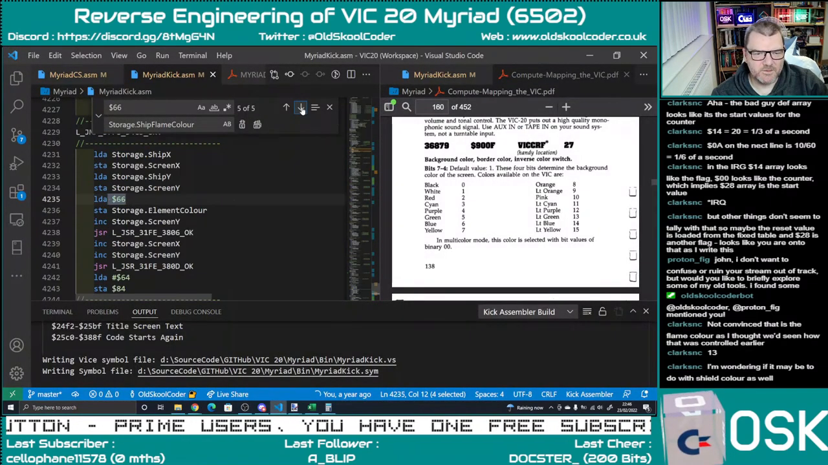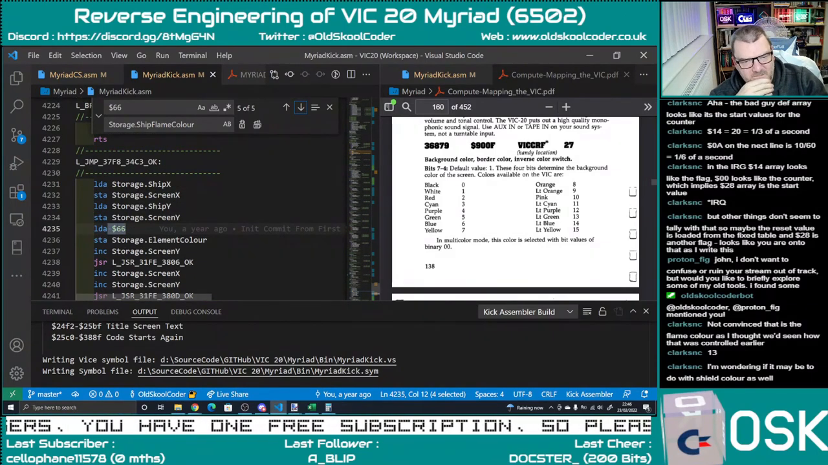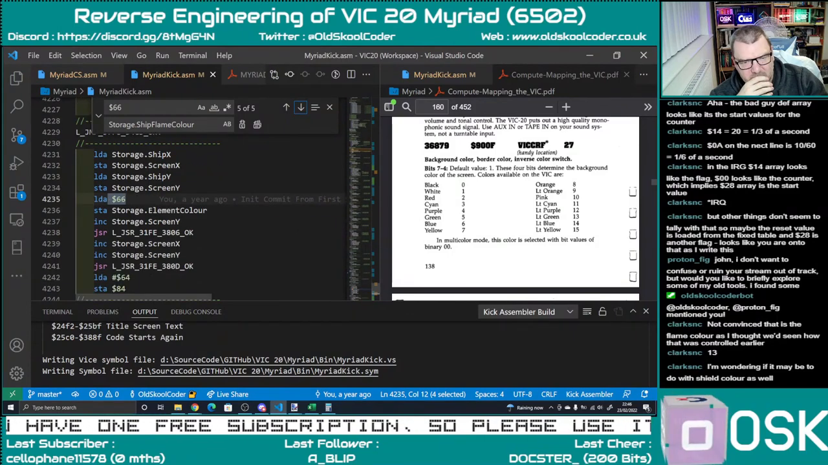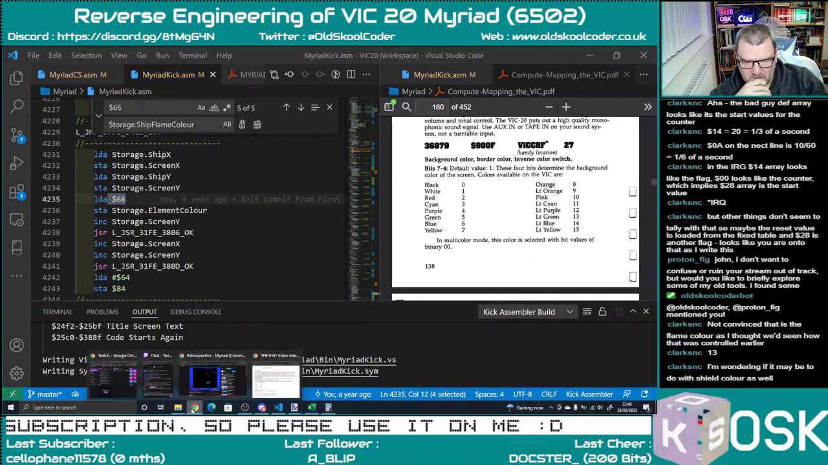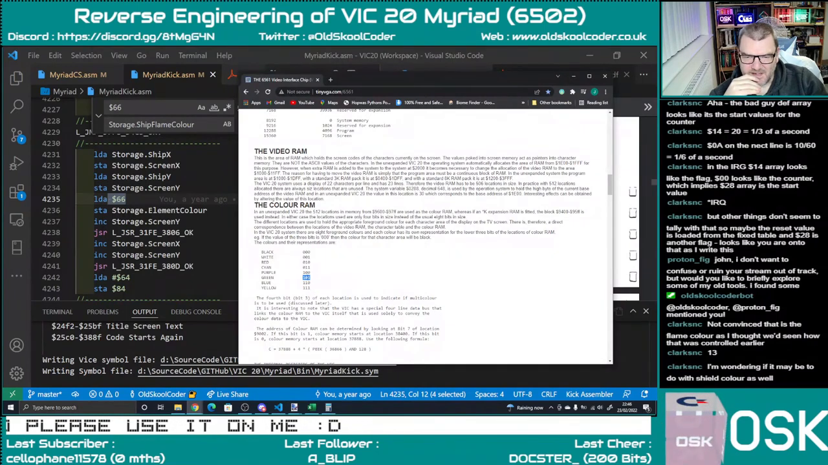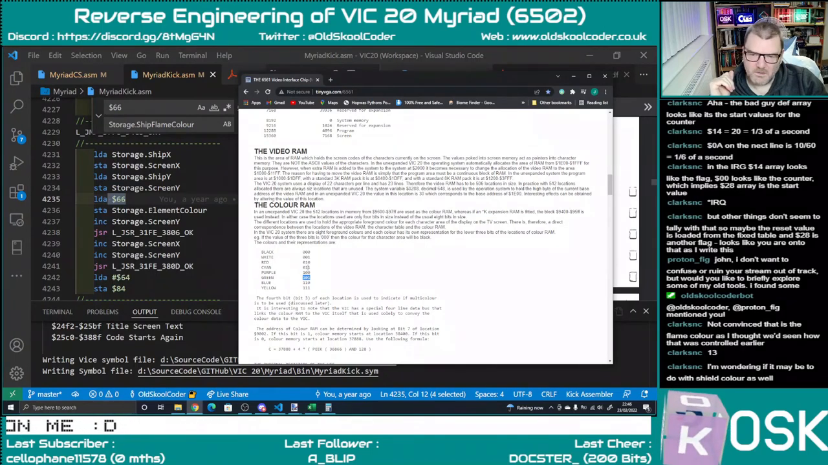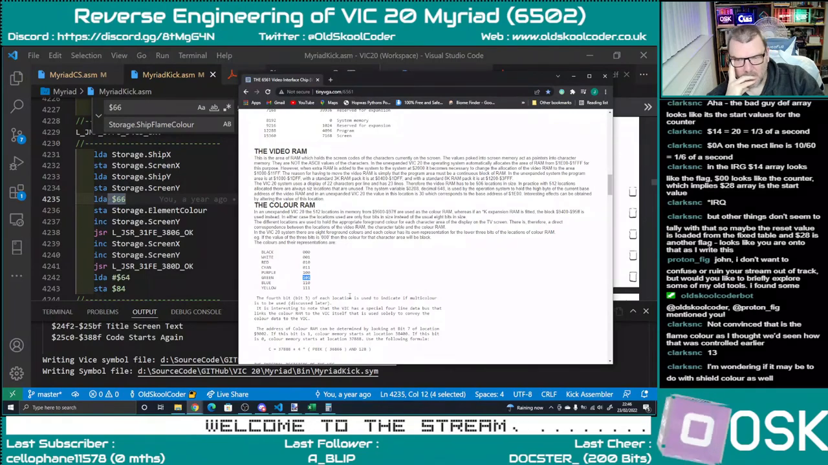Let's find the other reference to it. Right, here we go. So it says it's the ship. It's definitely the ship. But you're cycling from OD, which is that, to that. And then it's set in the bit, the multicolored bit.